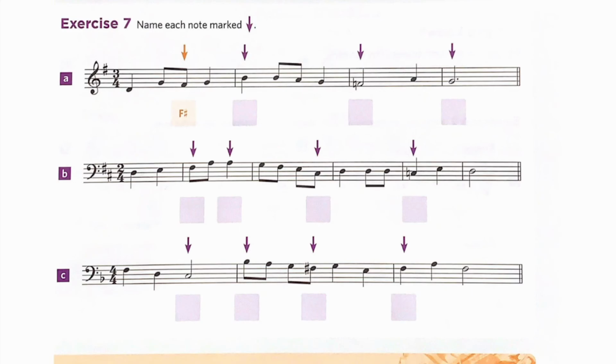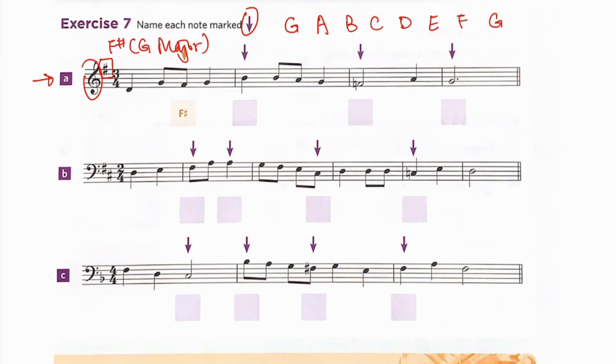Exercise 7. Name each note marked with the arrow. Question A. We're in treble clef. There's one sharp in the key signature. It is F sharp, indicating G major. We can write out the notes of a G major scale, starting with G, A, B, C, D, E, F, and G. Add the sharp to the F.